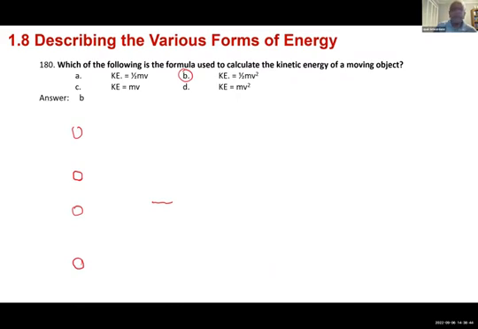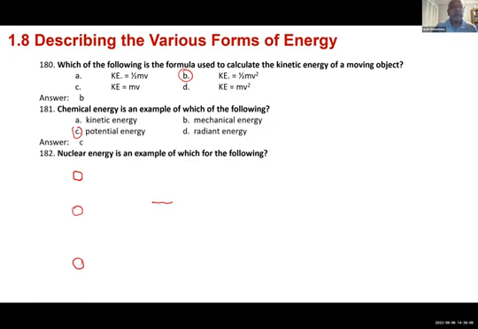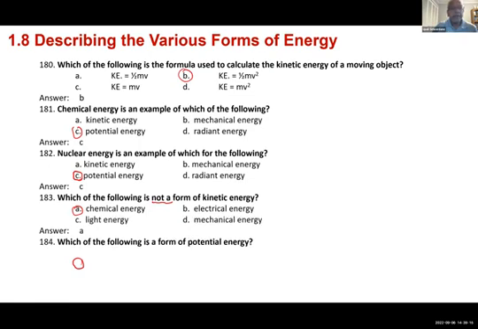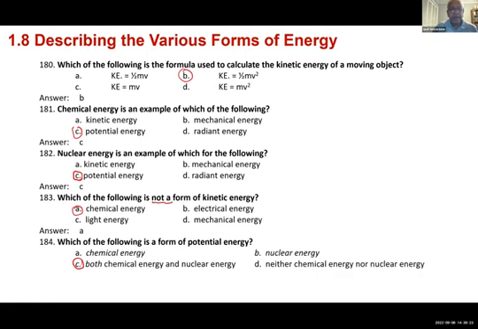The last part is describing the various forms of energy. Potential energy is one of the forms. Potential energy and kinetic energy are two forms of energy. Kinetic energy is given by this equation, half mass velocity squared. Chemical energy is an example of potential energy. Nuclear energy is also a potential energy. It is not a kinetic energy, it's a potential energy. Potential energy includes both chemical and nuclear energy.